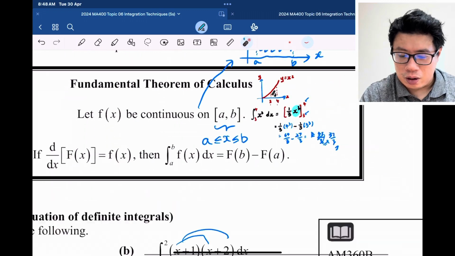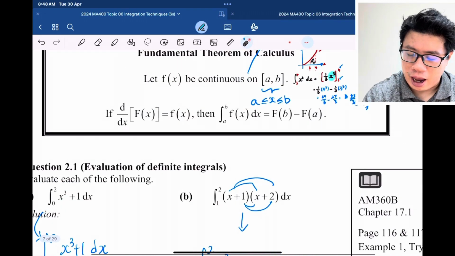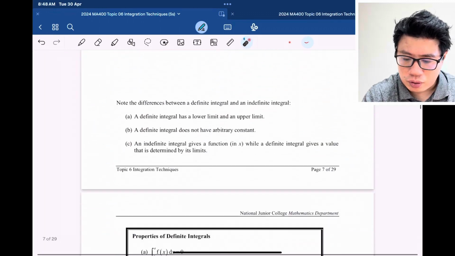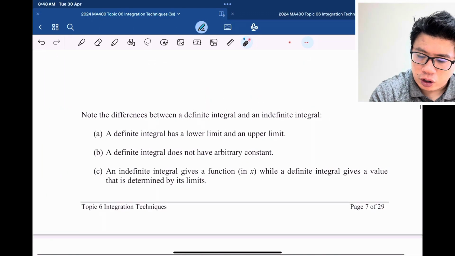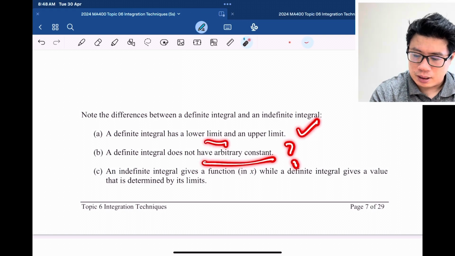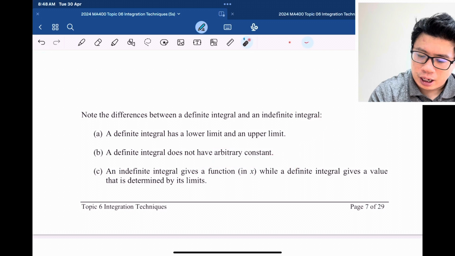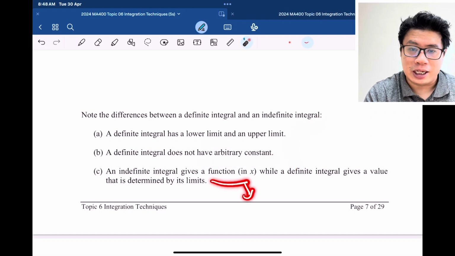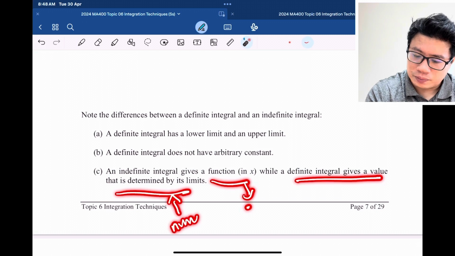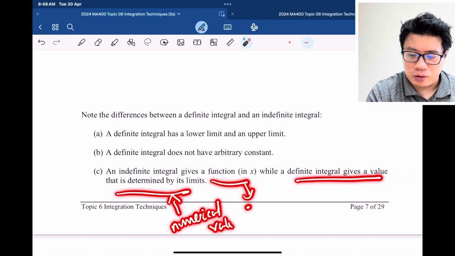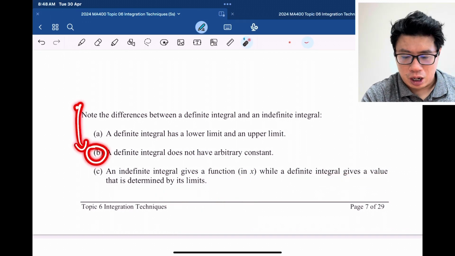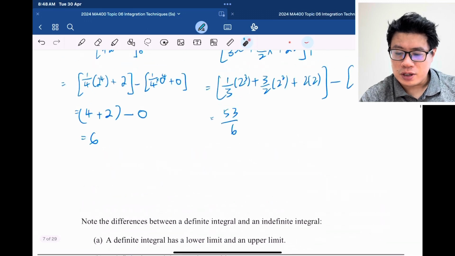You notice that one thing is that I actually do not have any C inside. You realize, how come there's no arbitrary constant like you see here in the notes? There's a lower and upper limit. And unlike topic 6 part 1, where you get an answer in x, a definite integral gives you a numerical value. So let me talk about part B. Why is there no arbitrary constant? The reason is very simple.